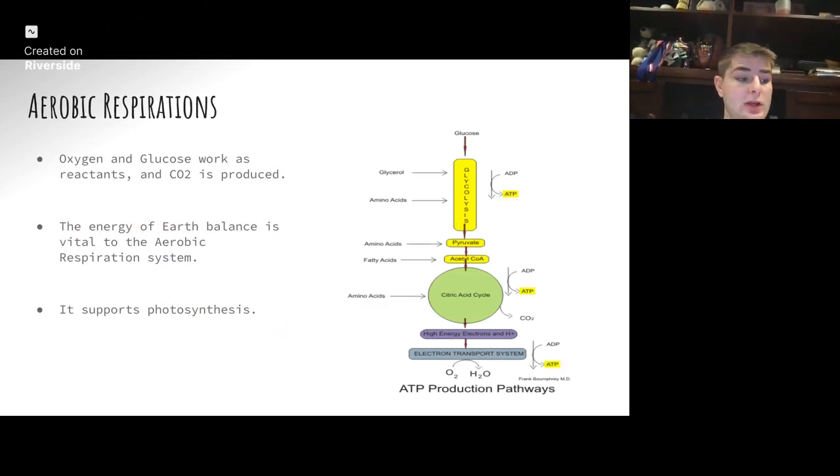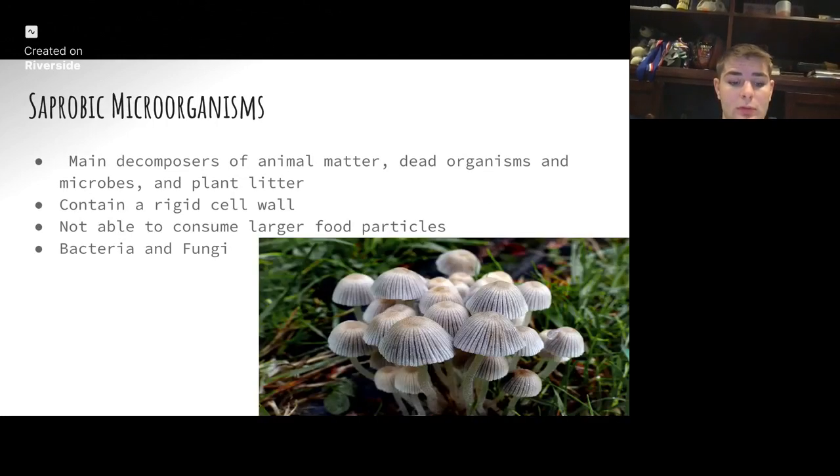Right, now let's look at aerobic respiration. It supports photosynthesis. Oxygen and glucose are reactants, and CO2 is produced. And the energy of Earth's balance is vital to the aerobic respiration system. Another thing, it's the principal energy yielding pathway in animals, protozoa, fungi, and even some bacteria.